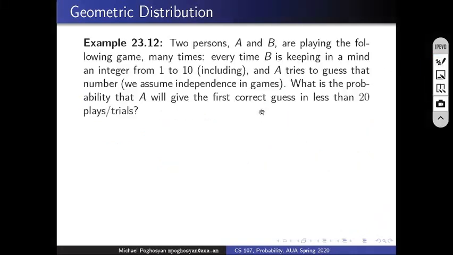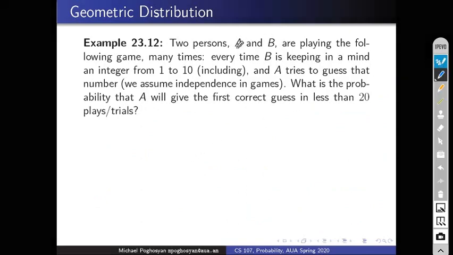let's move forward. 2 persons, A and B, are playing the following game many times. They are repeating, playing. Every time B is keeping in mind an integer from 1 to 10, including 1 and 10, and A tries to guess that number. We assume that we have independence in games. What is the probability that A will give the first correct guess in less than 20 plays?